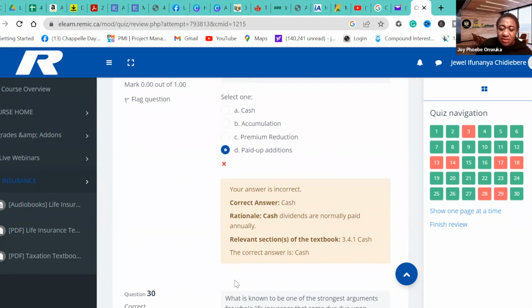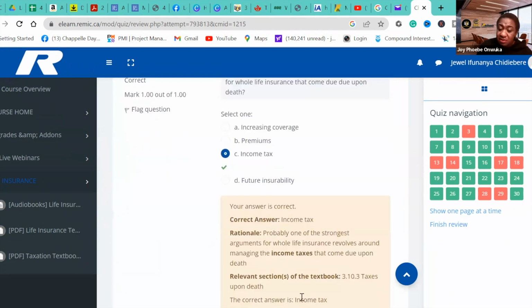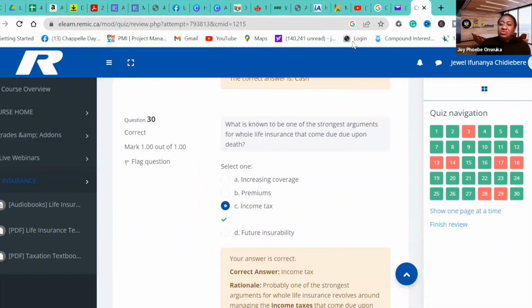Anyways, the last question. We got this one. What is known to be one of the strongest arguments for whole life insurance that comes due upon death? It is income tax, guys. And the rationale is that probably one of the strongest arguments for whole life insurance revolves around managing the income taxes that come due upon death. And that brings us to the end of the questions and answers for chapter 3.